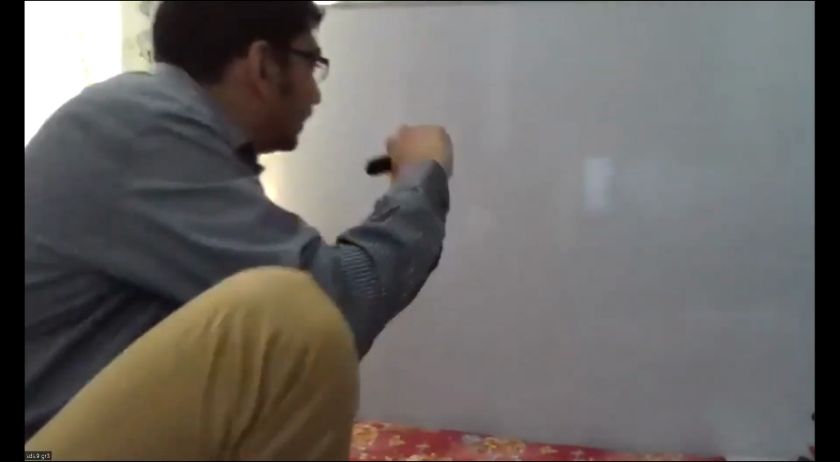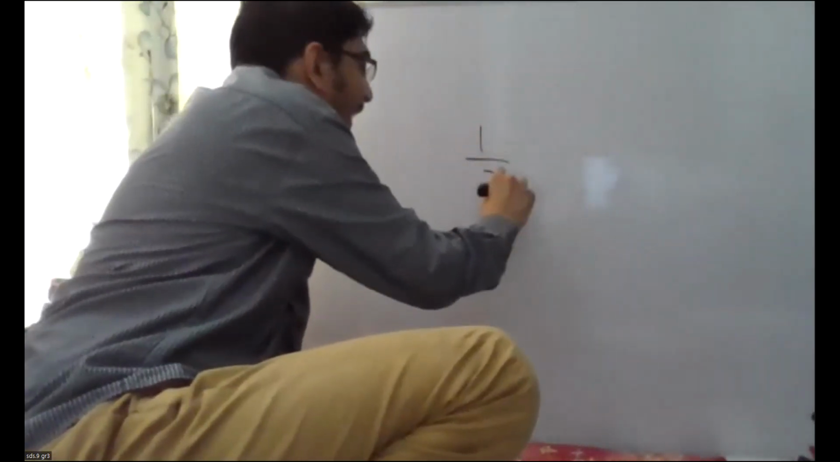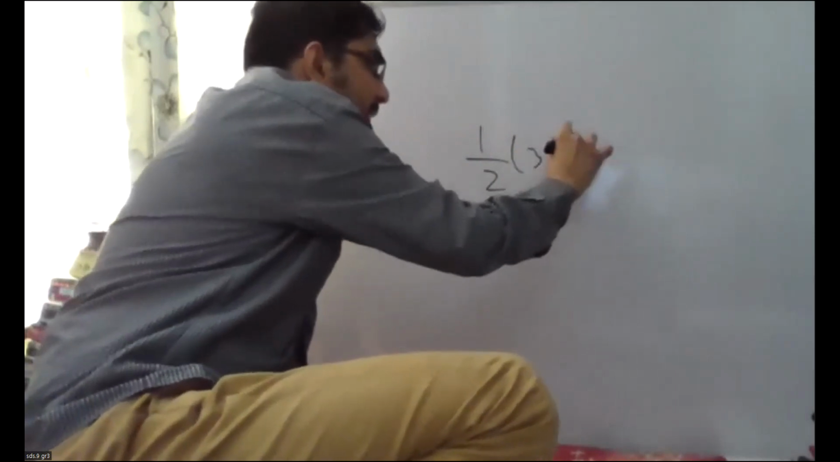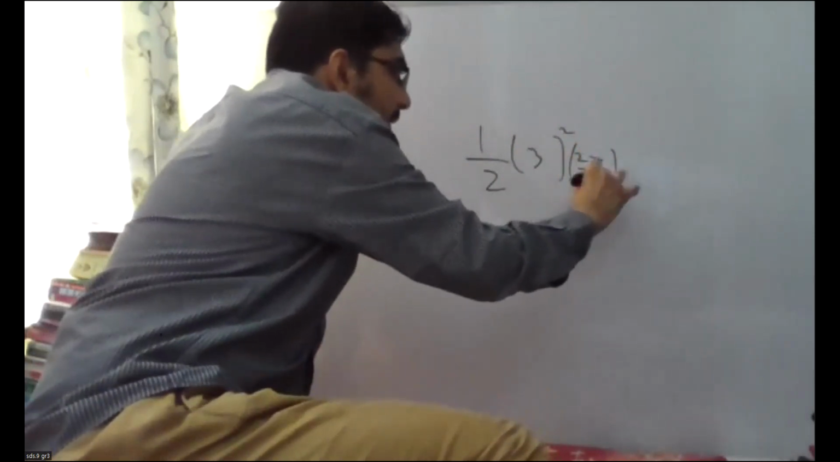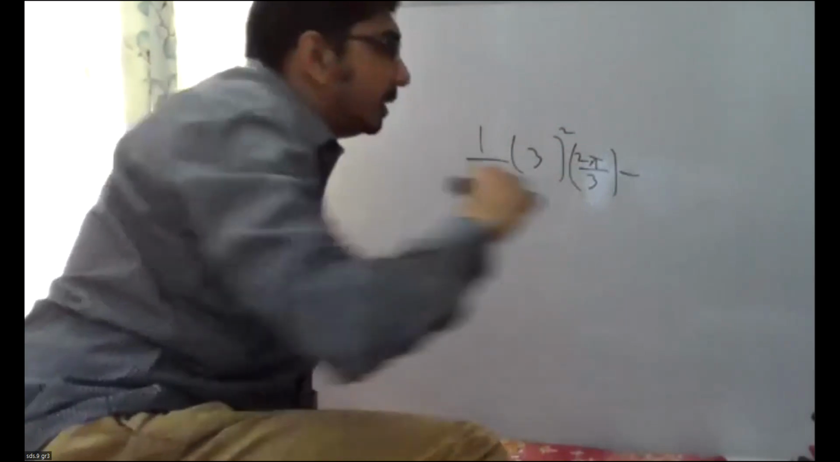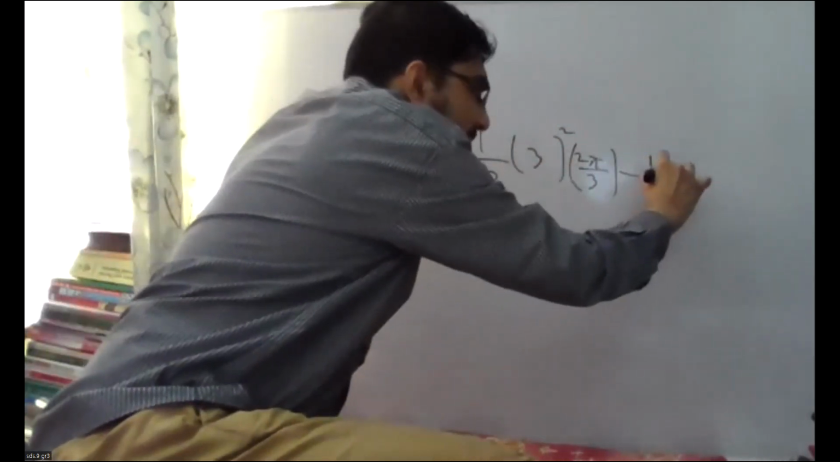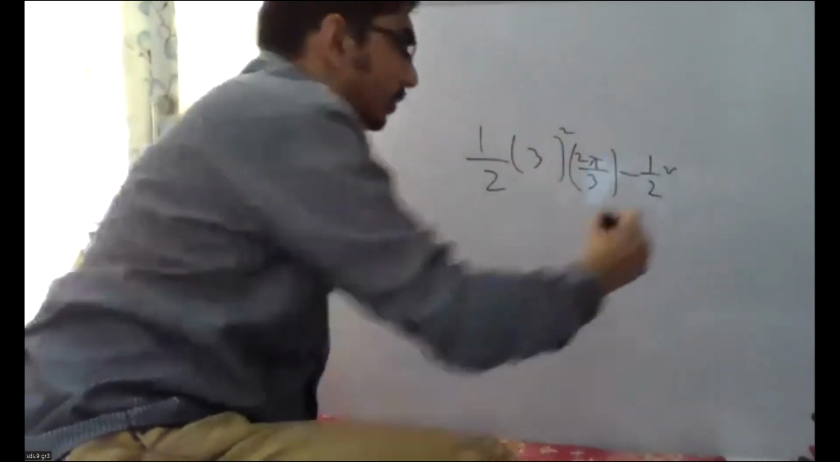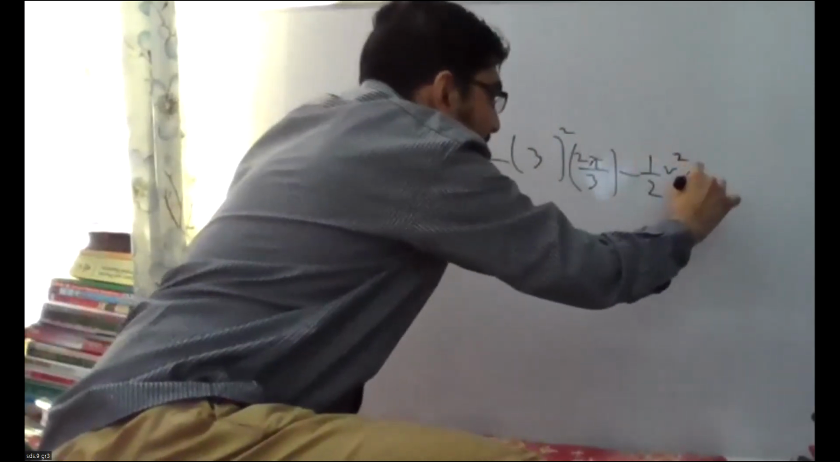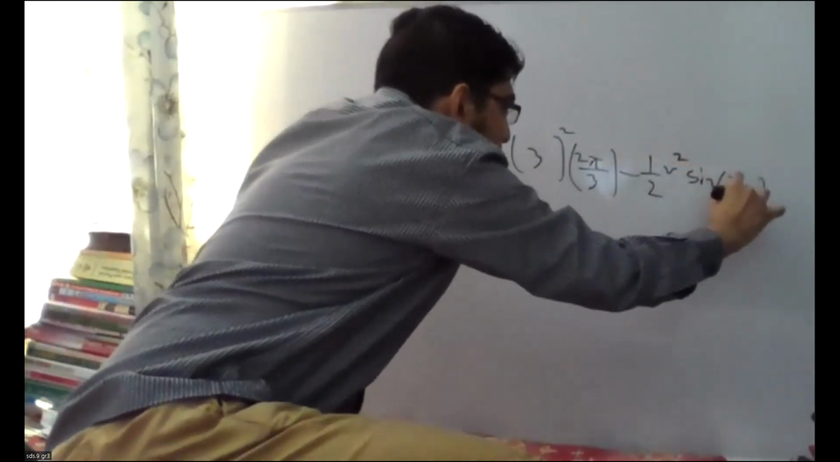So what is the area of the segment? Area of the sector minus area of the triangle. The area of the sector is half r square theta. R is 3, theta is 2 pi by 3. Minus half. Area of the triangle is half AB sine theta. You know the formula. So AB, both are r, so r square sine 2 pi by 3.